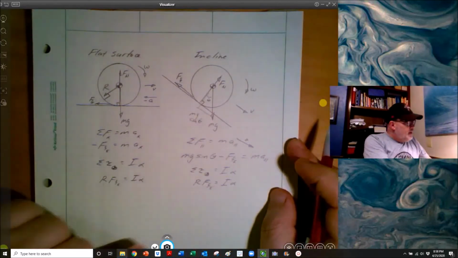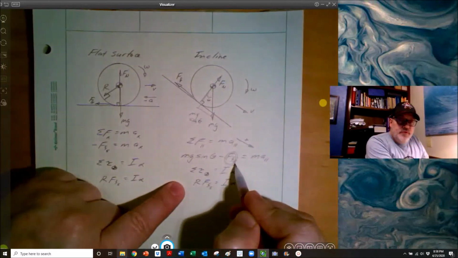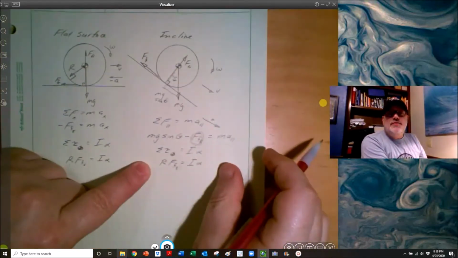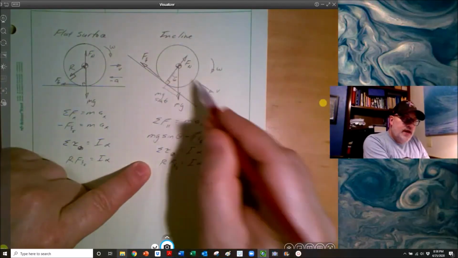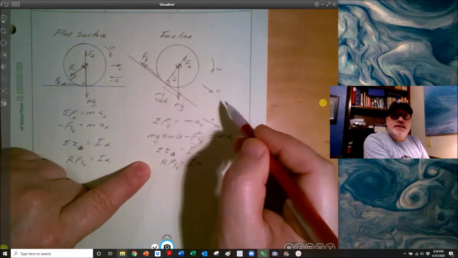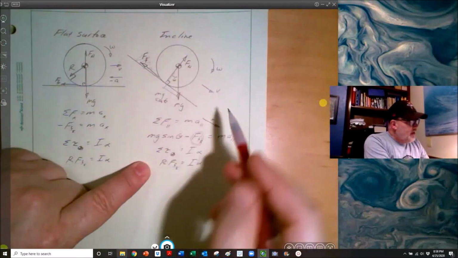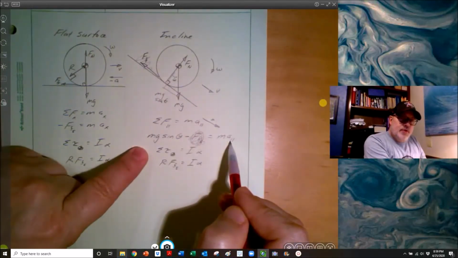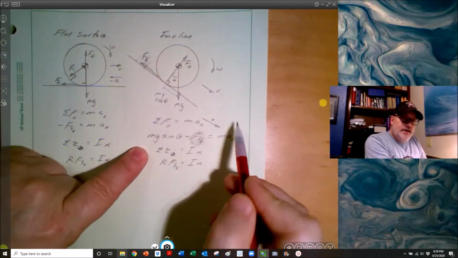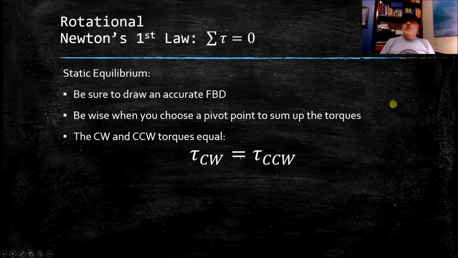All right. I want you to notice that since we have this term right here, the friction force, that means that this rolling object will go slower down the incline than an object that just slides down. If there was no friction, if that was zero, then it would slide down faster because this would be zero, and we'd have a greater acceleration. Okay? So a rolling object down an incline goes slower than an object with no friction that just slides down the incline.